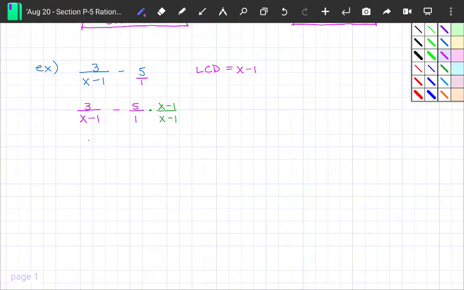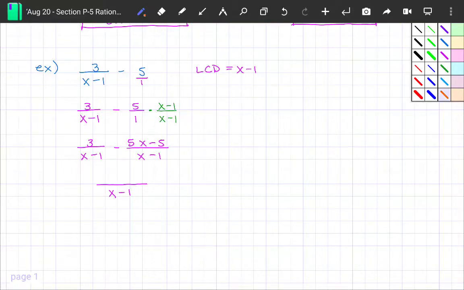So then I will have 3 over x minus 1 minus 5x minus 5 over x minus 1. Now that I have a common denominator, I can go ahead and combine the numerators together. So again, just like dealing with regular fractions, keep the bottom the same, but combine the top.